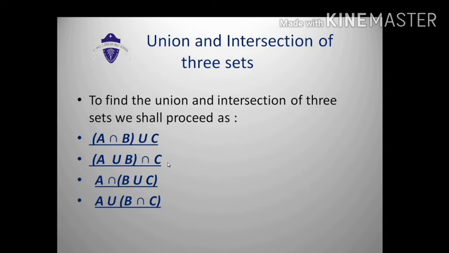Number 3: A ∩ (B ∪ C). In this way, first find the union of B and C, then find the intersection between the resulting union set and set A. Number 4: A ∪ (B ∩ C). In this way, first find the intersection of B and C, then find the union between the resulting intersection set and set A. So class, by this method you can find the union and intersection between the three sets.